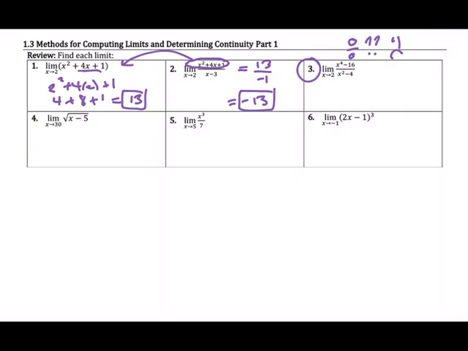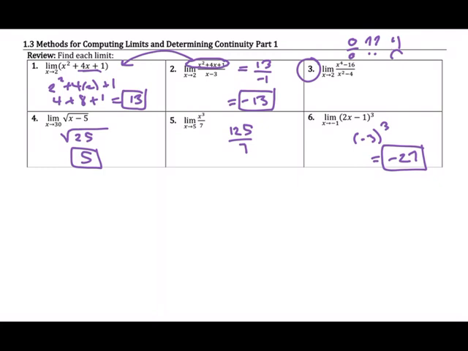Number 4, if I substitute 30 in, I get the square root of 30 minus 5, or the square root of 25, which is 5. On number 5, if I substitute 5 in, I get 5 to the 3rd, or 125 over 7. And on number 6, if I directly substitute -1 in, I would get -2 minus 1, or -3 to the 3rd, which would be -27.